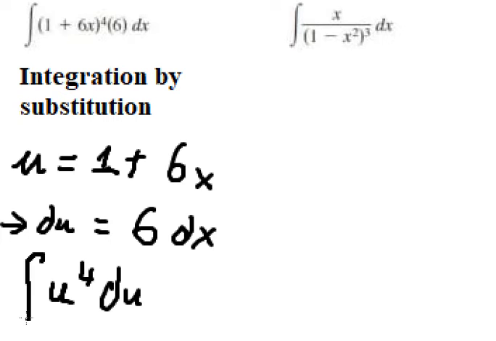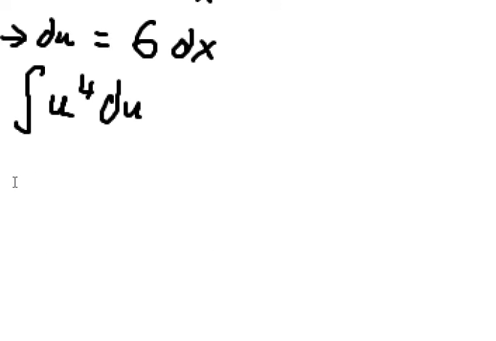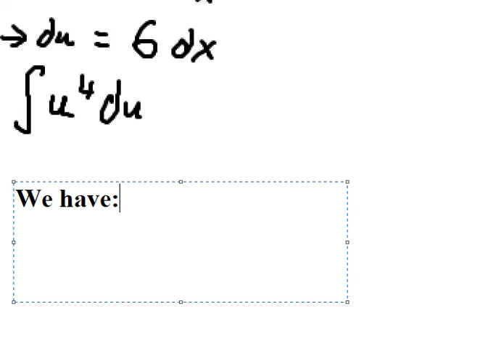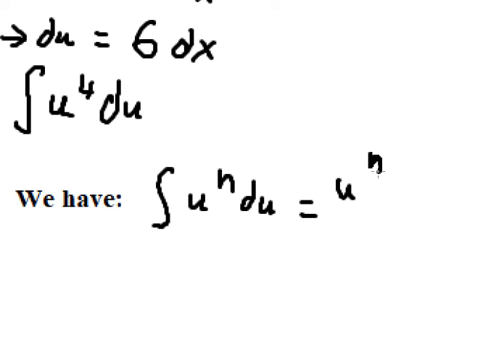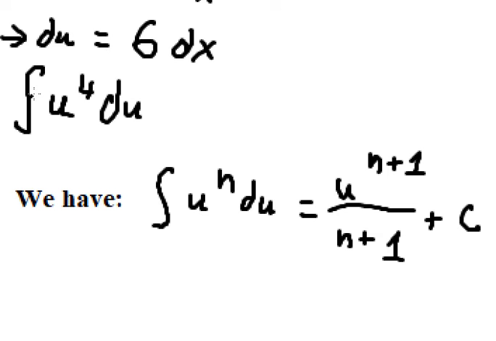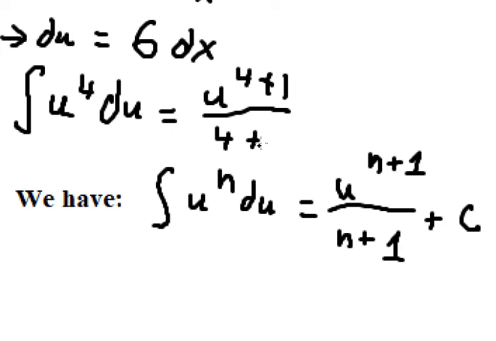and we have the integration. So we have the formula in here. The integration of u to the power of n du is u to the power of n plus 1 over n plus 1, and I will put c in here. Now we can apply the formula in here, and we have u to the power of 4 plus 1 over 4 plus 1, and then I will put c in here.